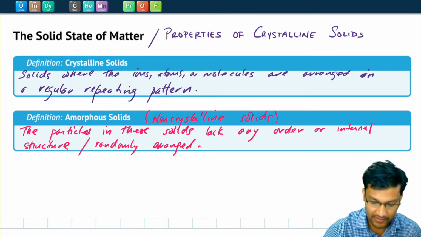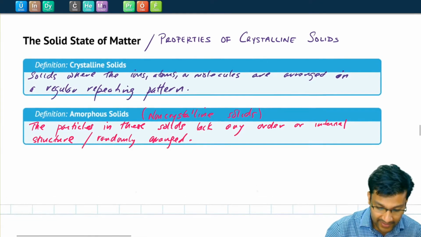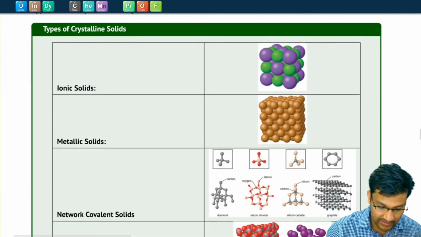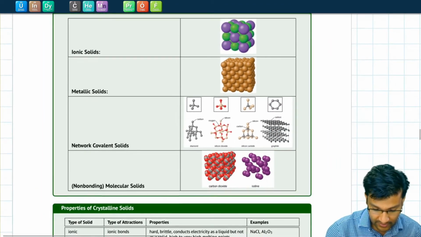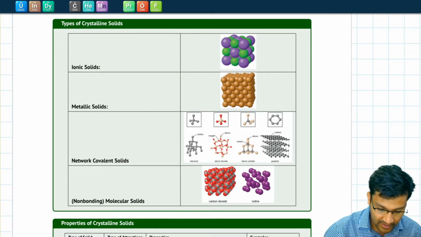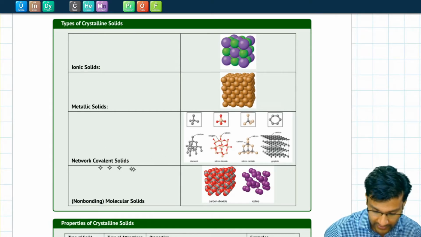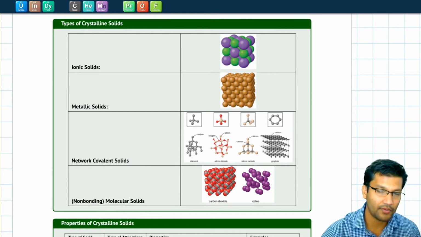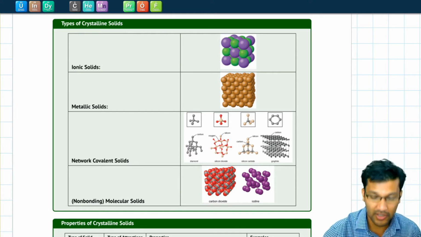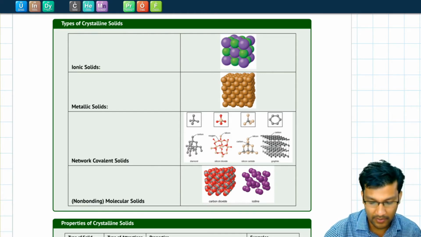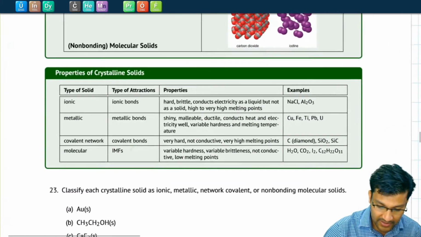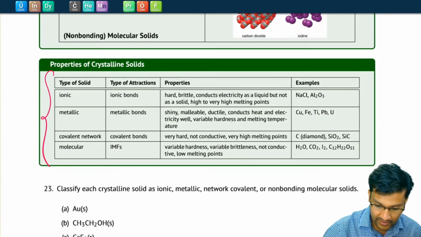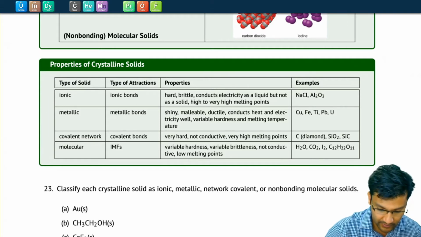We're going to study those patterns. And in terms of the types of solids that we're going to study these patterns in, there are 4 types, as I list here: ionic solids, metallic solids, network covalent solids, and non-bonding molecular solids. And we'll talk about how those crystalline structures are ordered and what makes them up. In terms of what properties they have, they're listed here, and we'll go over a bit of that as well.